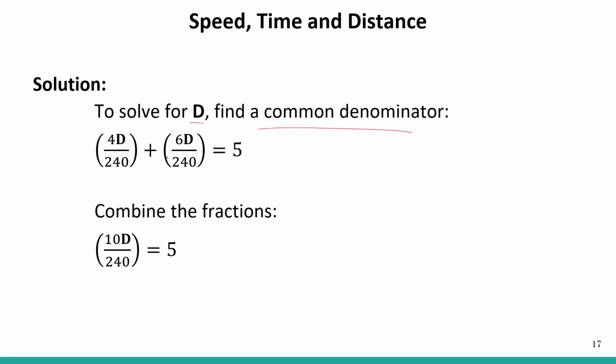So 4d by 240 plus 6d by 240 is equal to 5. It will be 10d by 240 is equal to 5. So this implies that d is equal to 5 by 10 into 240. That will be 120, right?